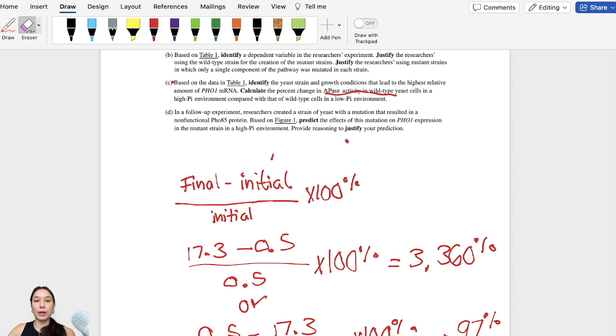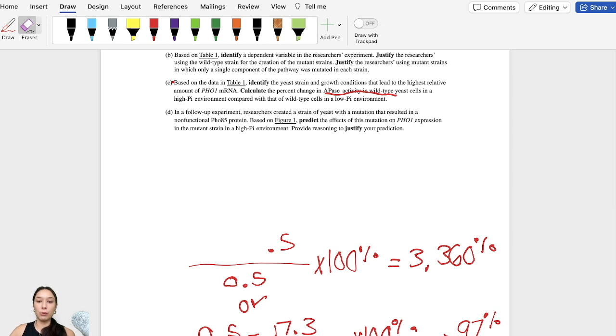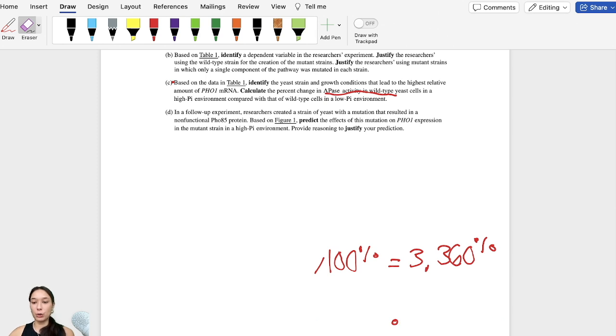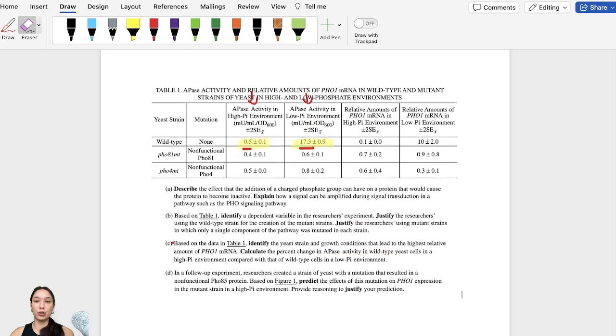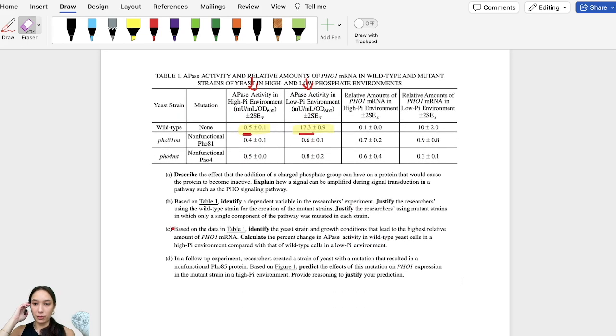Okay, so now finally, we have part D. So we actually haven't done really anything with our complex pathway yet. The pathway looks really overwhelming, but all of these questions have been kind of about this chart. So I think D is going to be our final one.